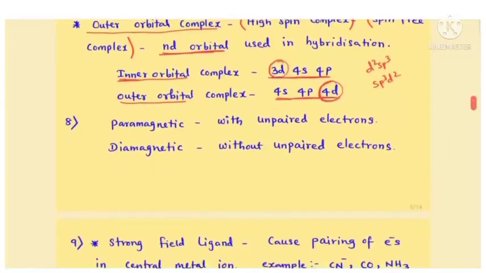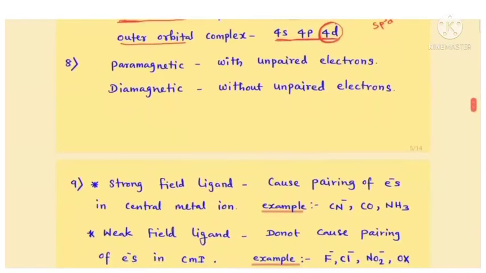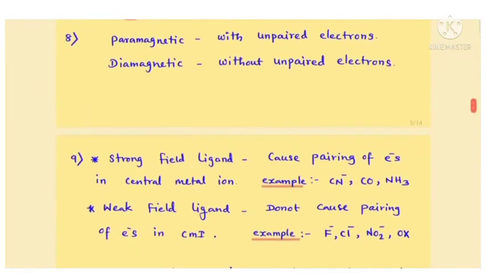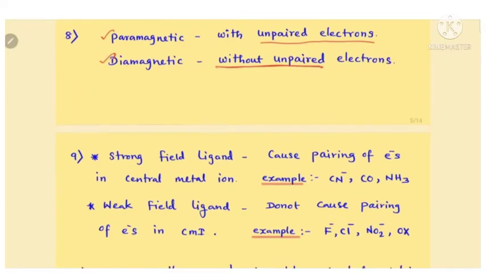Then point number 8, the complex compound may be either paramagnetic or diamagnetic, depending upon the presence or absence of unpaired electrons. Suppose a complex has at least one unpaired electron, then it behaves as paramagnetic. If there is no unpaired electron, a complex without unpaired electrons behaves as diamagnetic. Point number 9.